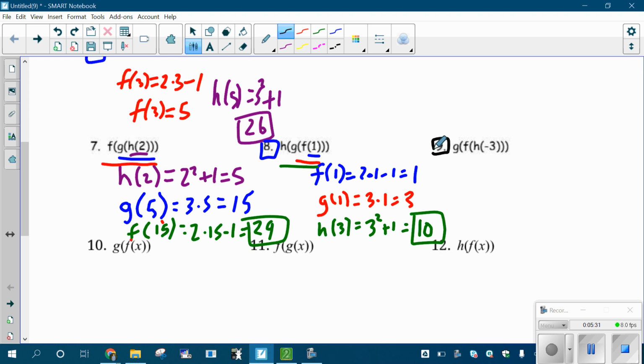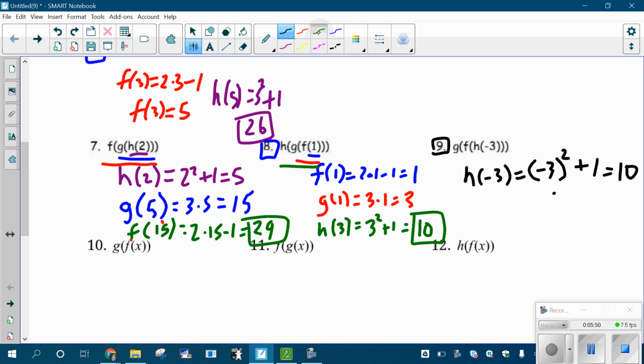Okay, let's do one more of these together. Let's do number 9. Start with the inside, h of negative 3. So I'm going to do negative 3 squared plus 1. Look how I put those parentheses there. Please put those parentheses there. What is negative 3 squared? It's not negative 9. It's positive 9. Plus 1 is 10.